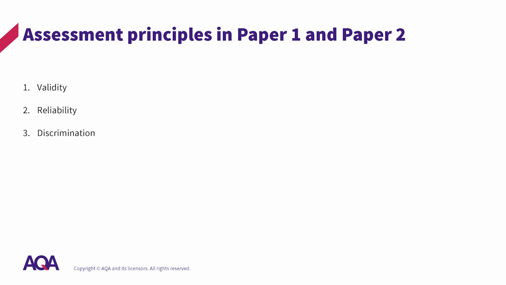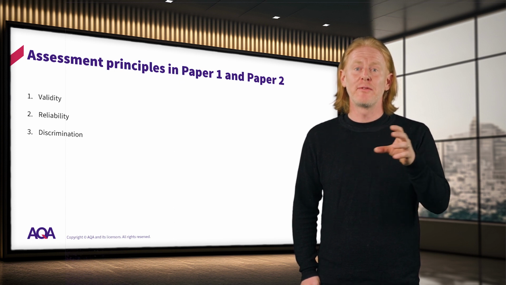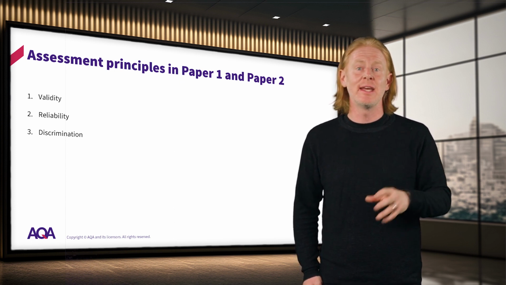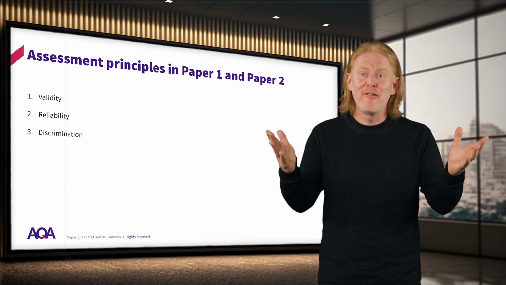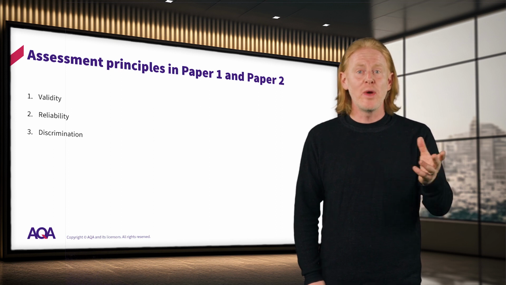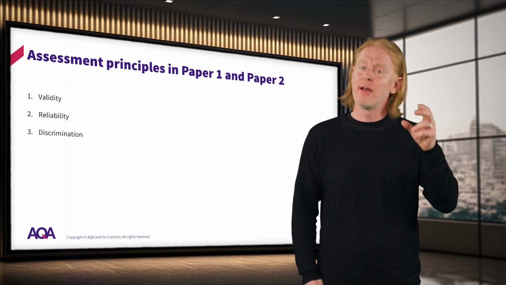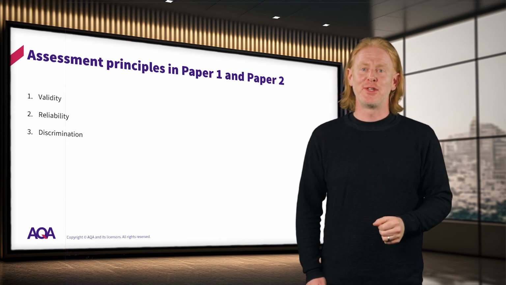Thirdly, discrimination. The concept of discrimination links to both validity and reliability, as we are required to discriminate between students so that those with the greatest knowledge and ability achieve the greatest proportion of marks. A paper where everybody achieves 100% wouldn't achieve this. So we aim for an increase in difficulty throughout each question and across the papers to differentiate between the students.